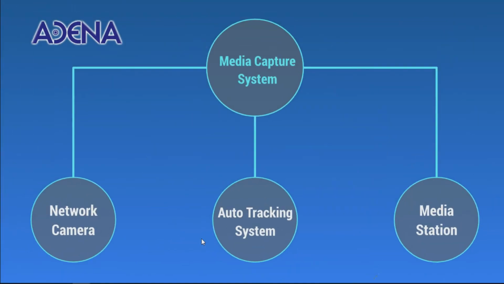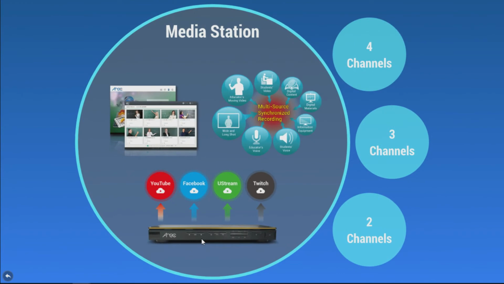Now let's go to the core of the system, which is the media station. The media station is basically the device which is going to get up to 4 different video sources that can come from HDMI, VGA, or network cameras. This is going to compose the 4 sources into one mixed video. Such mixed video is going to be recorded, streamed at the very same time, and also edited.